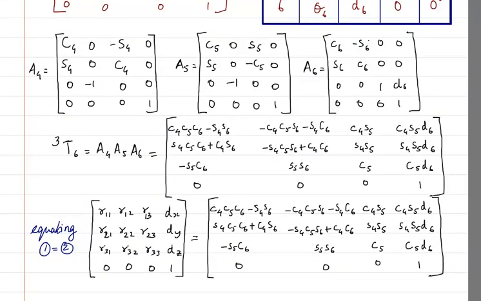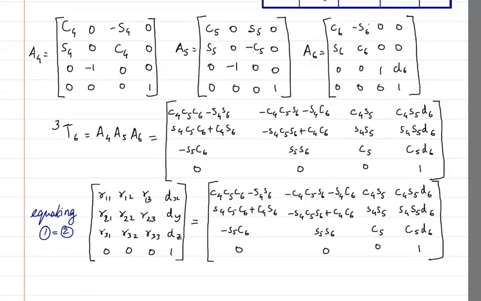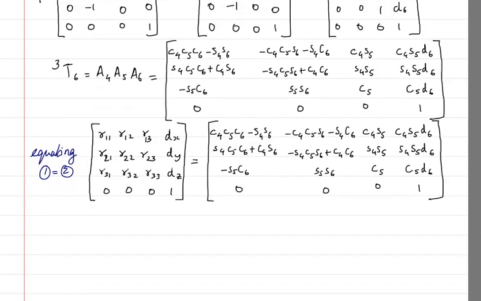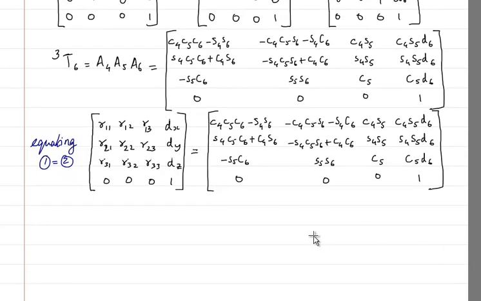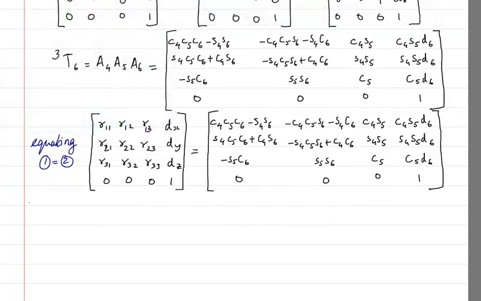3T6 as this particular 4 by 4 homogeneous matrix, which you can see is quite complex. Now, based on this final equation, we have to find out the values of theta 4, theta 5, theta 6. Looking at this, we can directly see from the above equation that c theta 5, which is right here, is equal to r33.